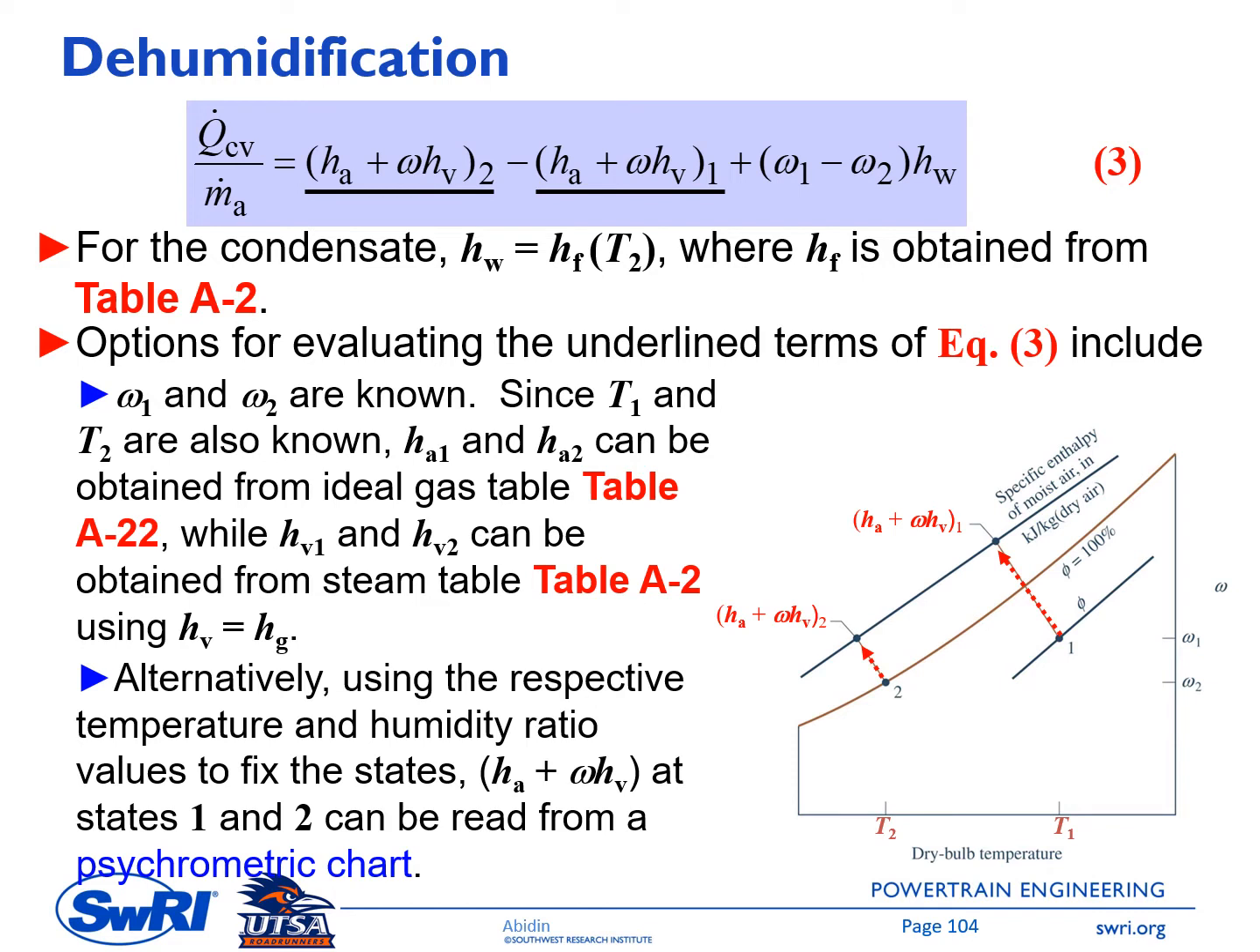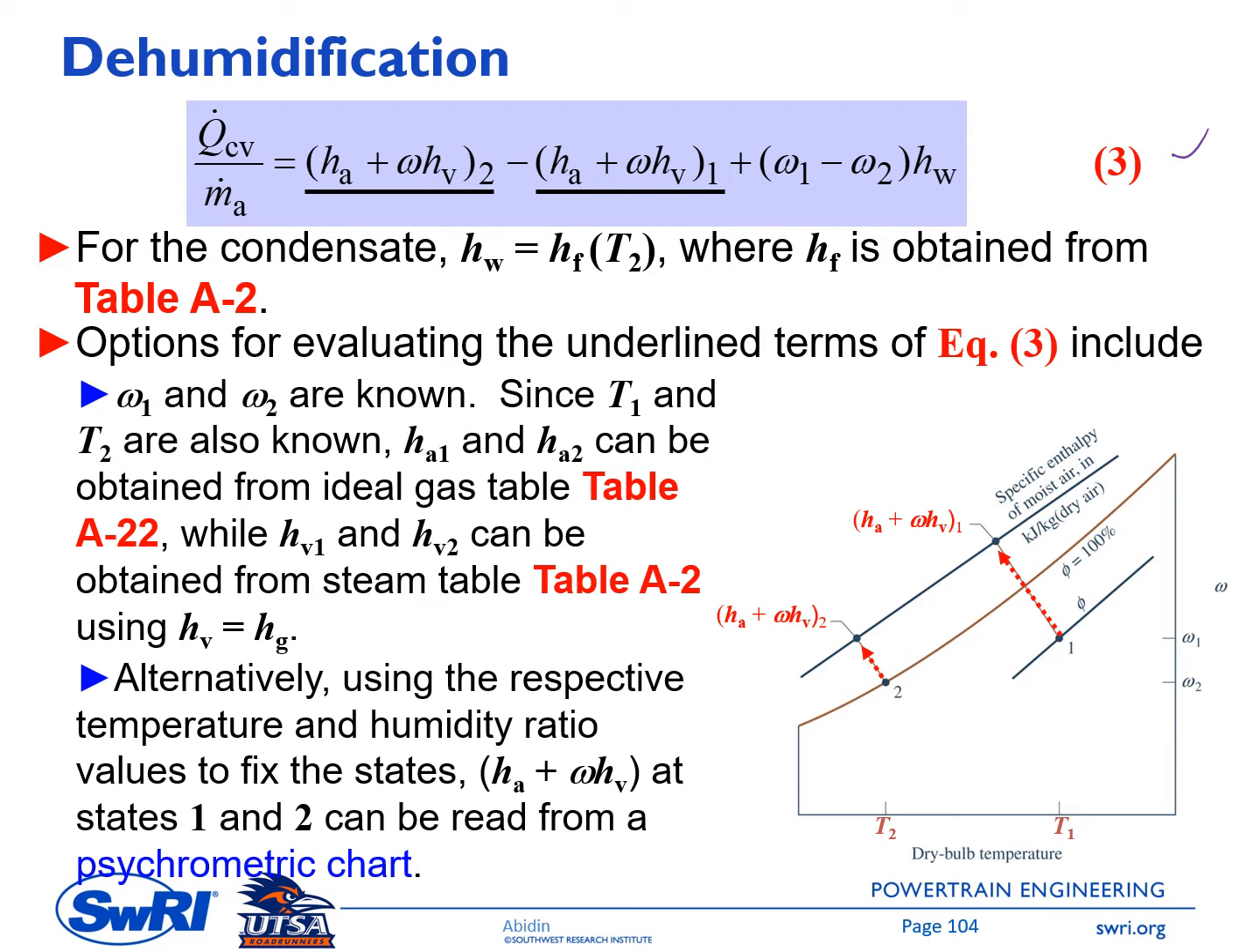So this is equation number 3, showing again in this slide. For the condensate, we can use table A2 to get hw. So hw equals hf, the enthalpy at saturated liquid at T2.